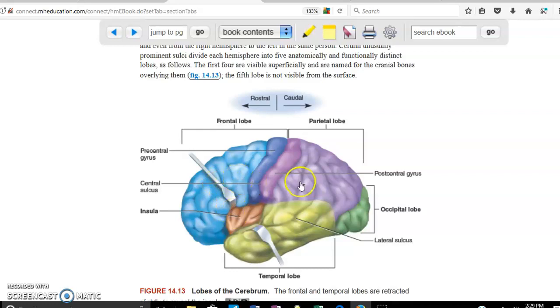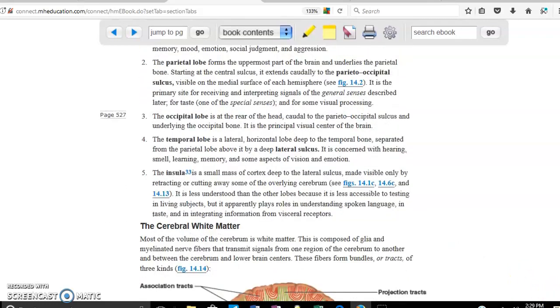We also said that the brain is not flat like a table, but it has elevations and grooves. The elevations are going to be called gyra, and the grooves are going to be called sulcus. So if we keep scrolling down, in there we have the parietal lobe, occipital lobe, we already talked about it.